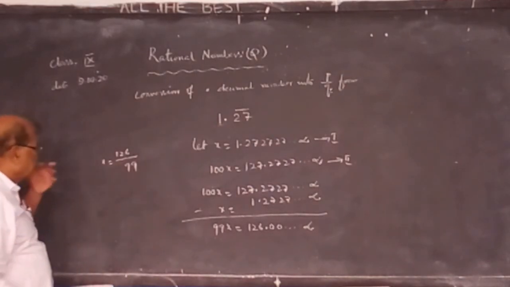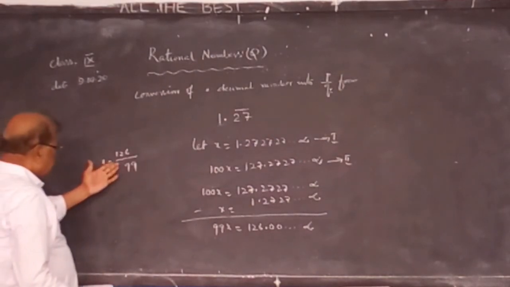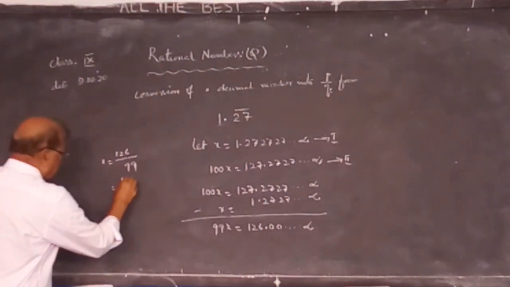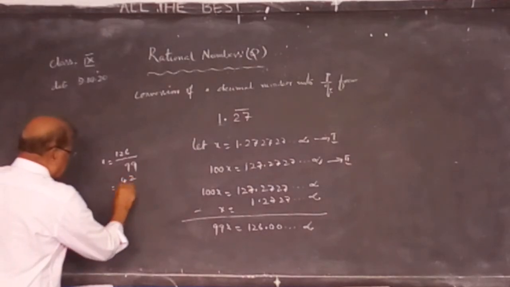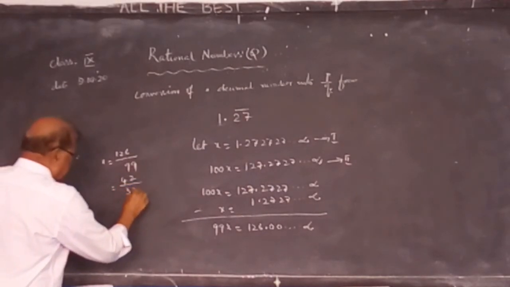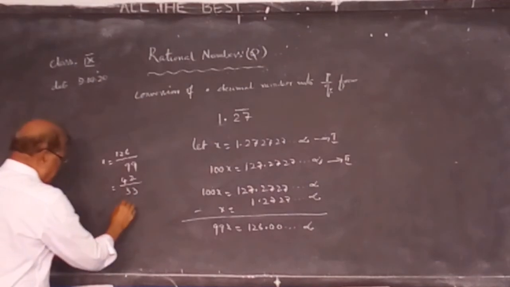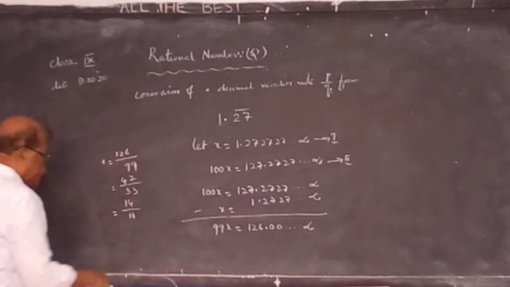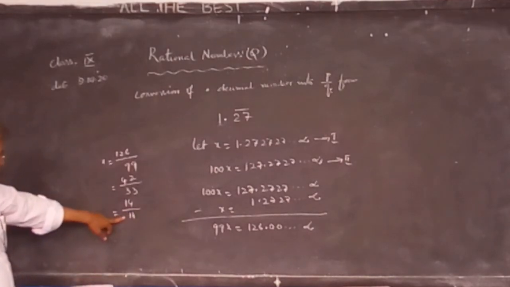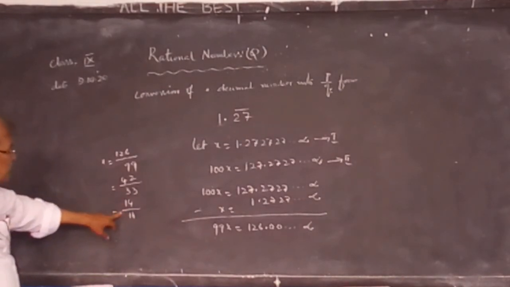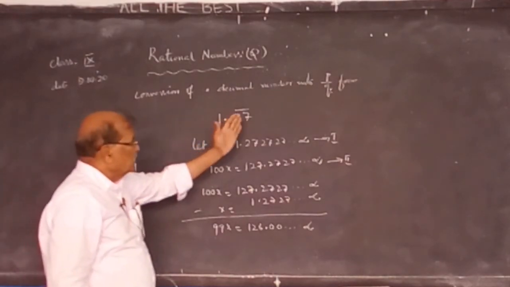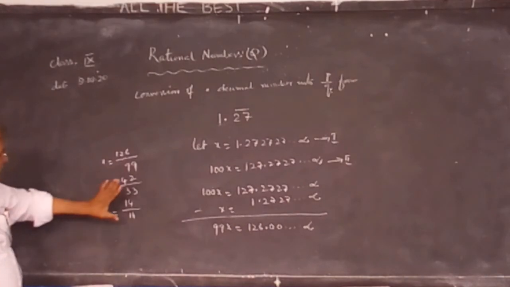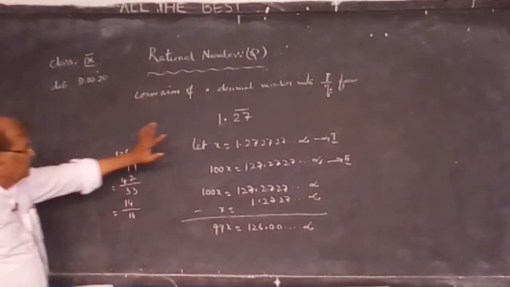You can simplify this further also. It goes in 3: 3 fours are 12, 3 twos are 6, 3 threes are 9, and again it goes in 3. So we get 14 by 11. If you divide this, you are getting 1.272727 and it goes on. This is the way of converting this.